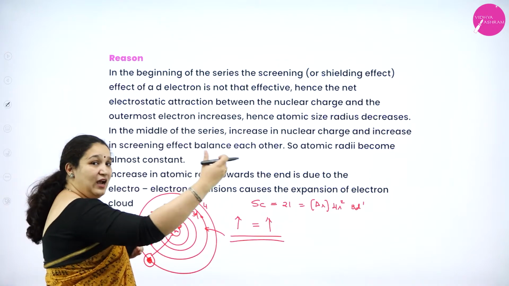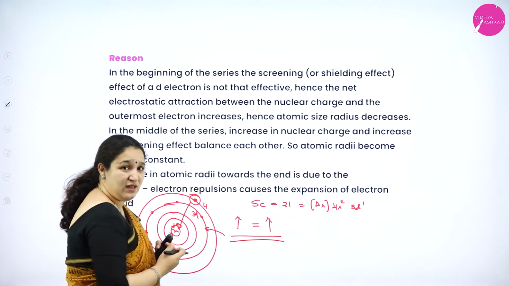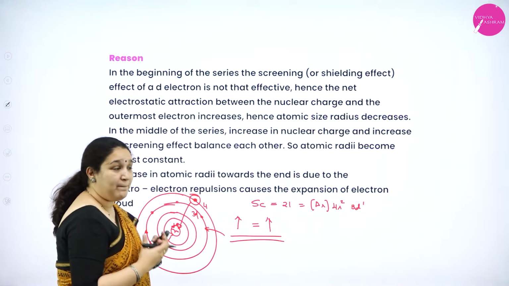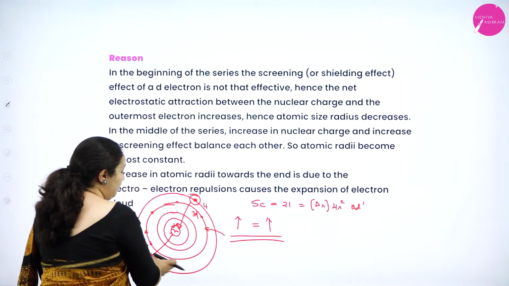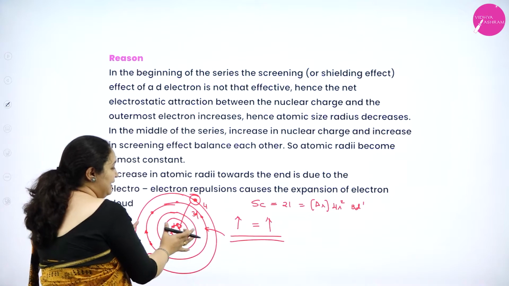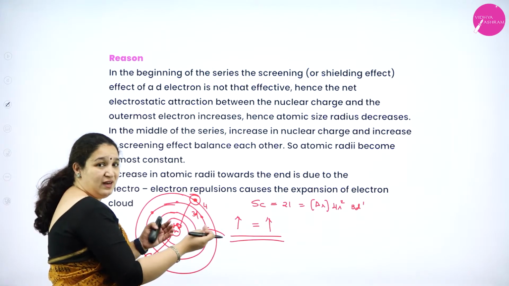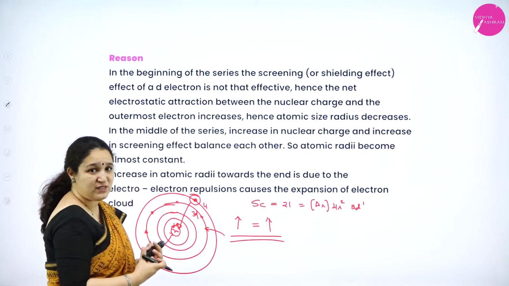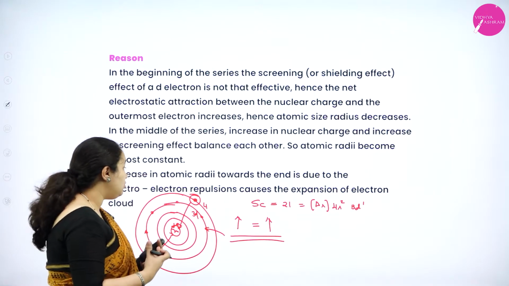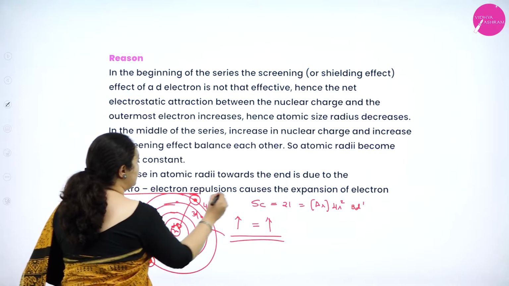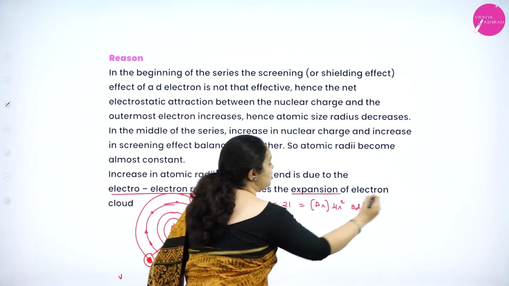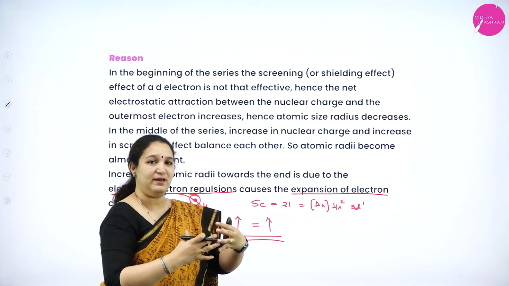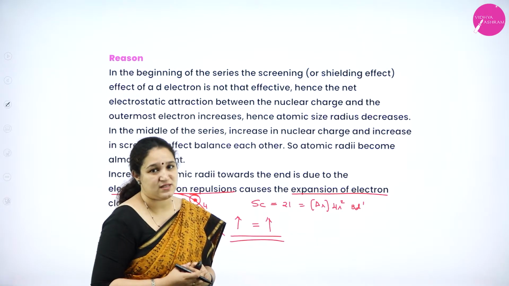But when we come to the end towards zinc, suddenly there is an increase in atomic size. Why? Because when the 3D orbital is completely full, when the last electron is coming up, there is a lot of electron repulsion which is happening, and due to this electron repulsion, expansion of the electron cloud happens, and for the last element, the 10th element, there is a sudden increase in size.